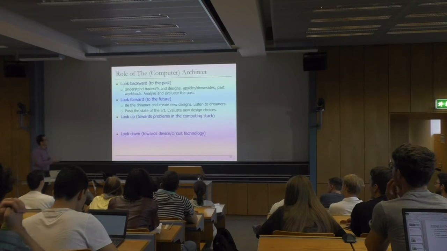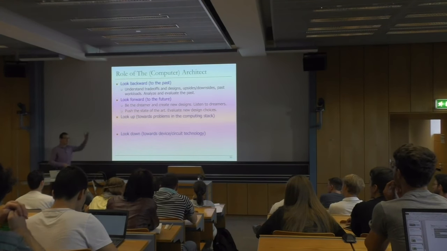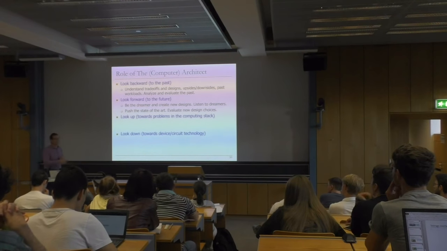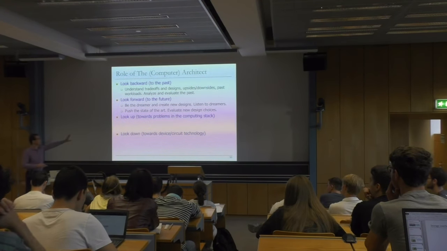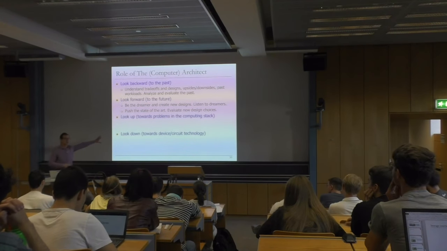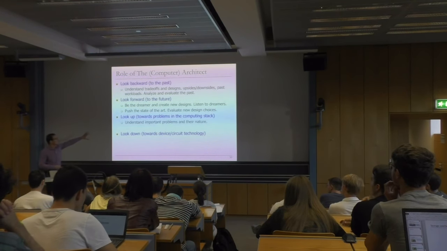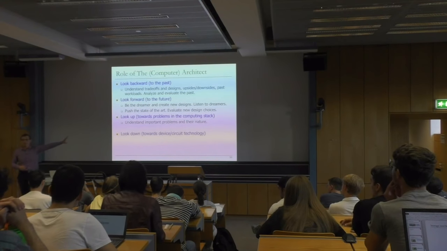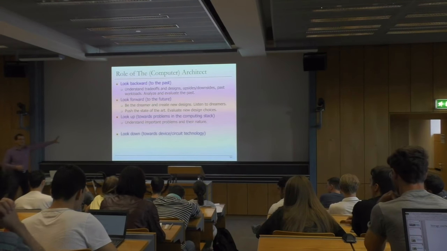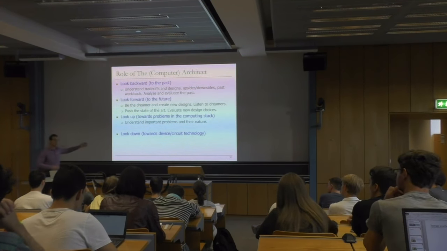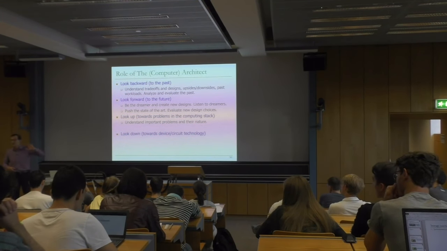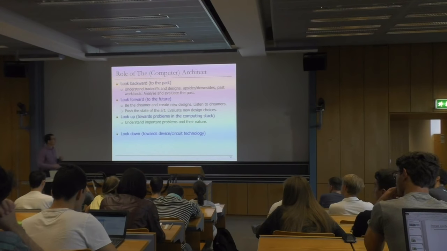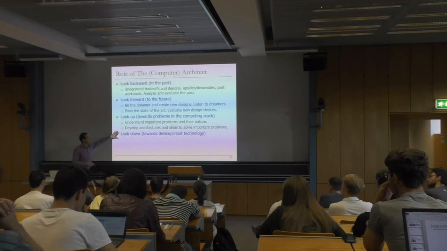Okay, looking up is very important because really problems come from the top. These are problems that people have, different algorithms that people develop. Machine learning is a very good example of this. If an architect is cognizant of what's going on in machine learning, if they understand that problem and its nature, they can build these accelerators much better than anyone else, for example. That's true for other problems coming ahead. Genome analysis could be another one. Who knows, protein folding could be another one, right? Basically, you can develop architectures and ideas to solve these important problems.